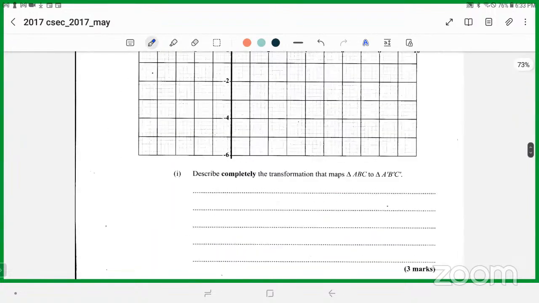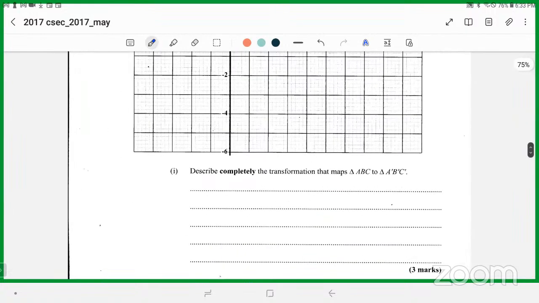That's what I want us to do. It says, describe completely the transformation that maps the original triangle to the prime triangle. See? A clockwise 90-degree rotation about the origin.